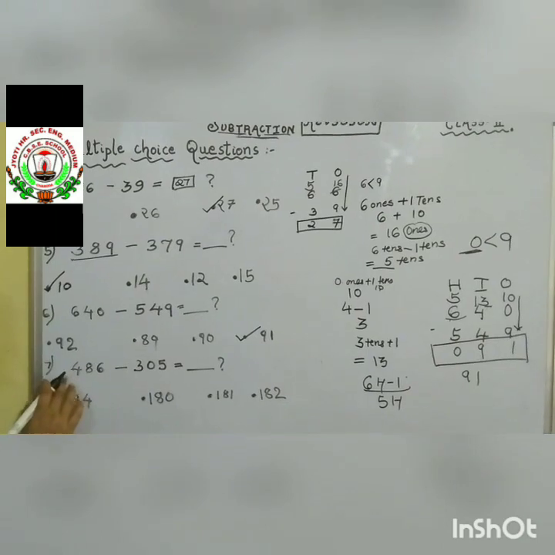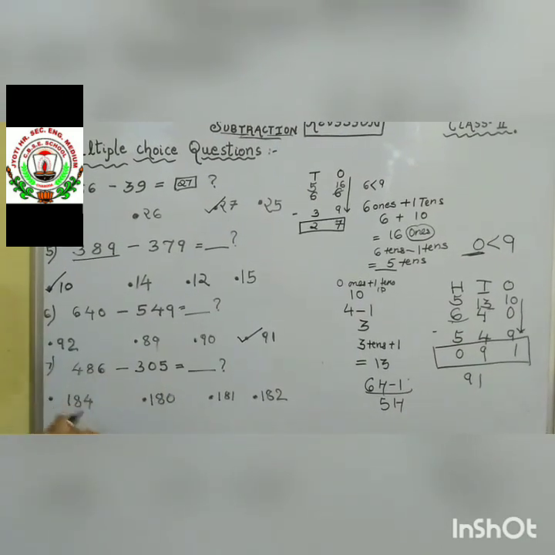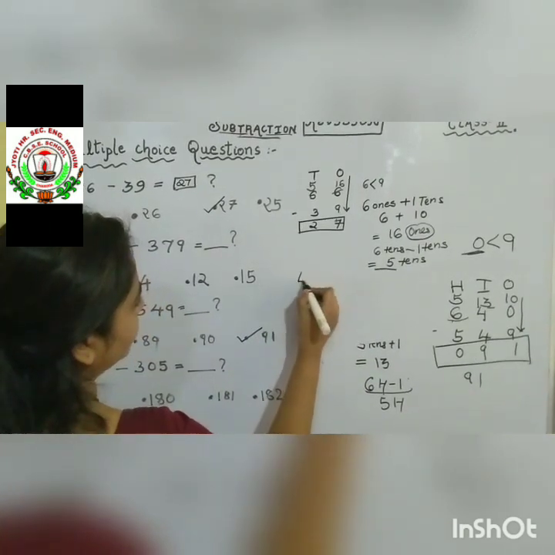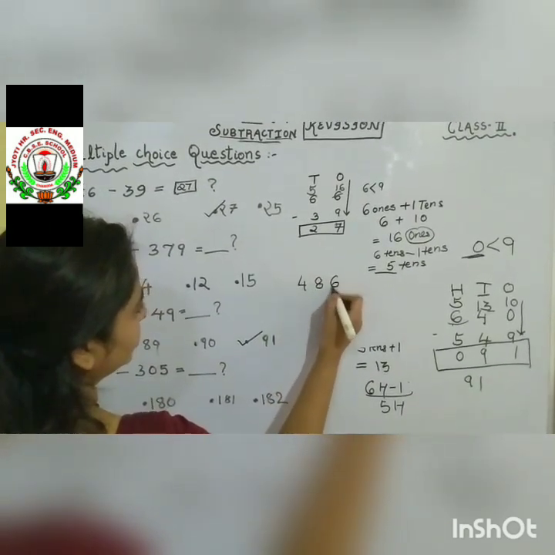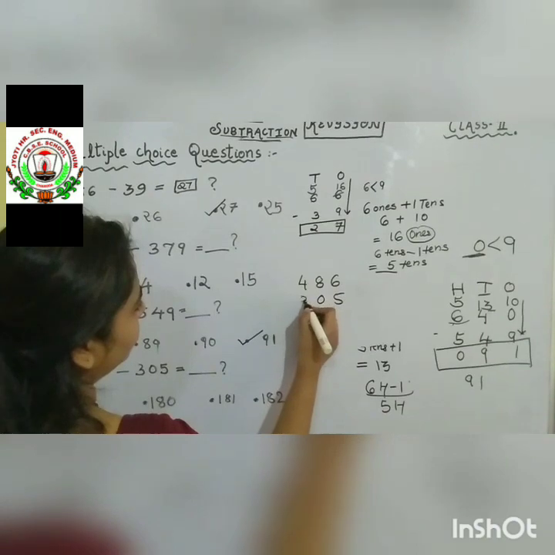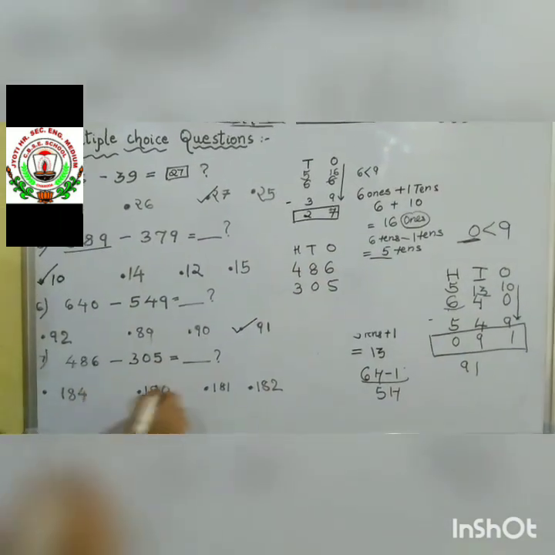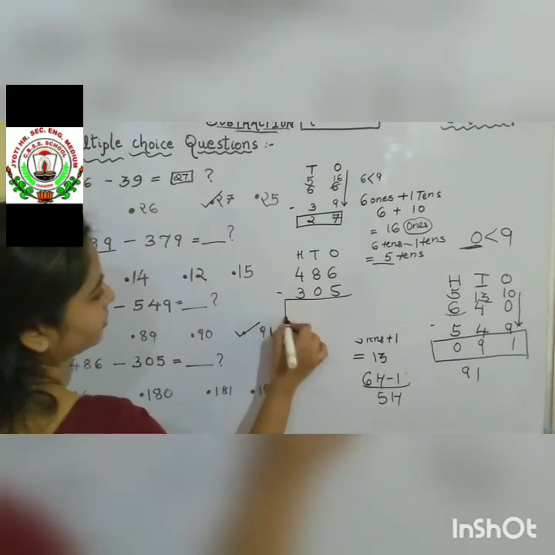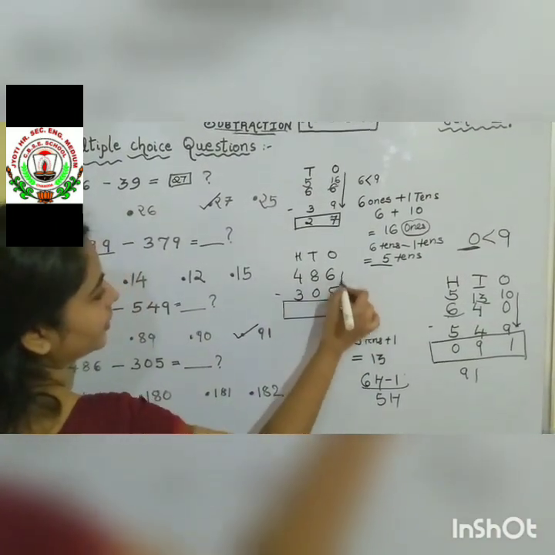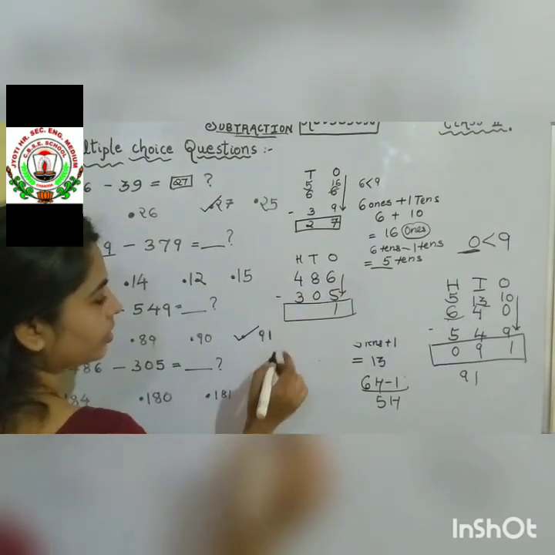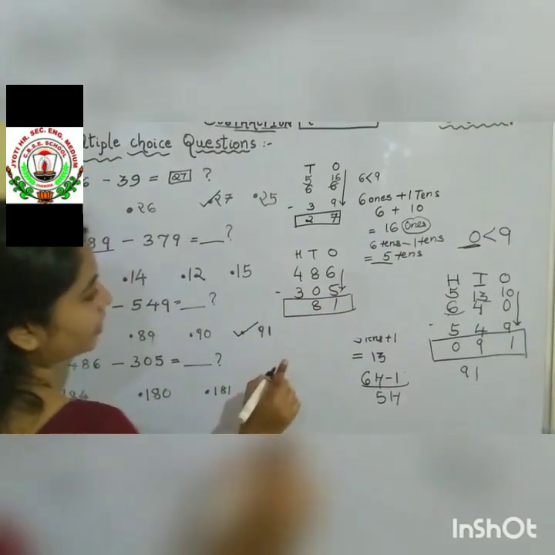Okay children, now let us see 486 minus 305. 486 and 305, with hundreds, tens, ones. Let us do it, children. 6 minus 5, 1, written. 8 minus 0, 8. Listen to one thing.